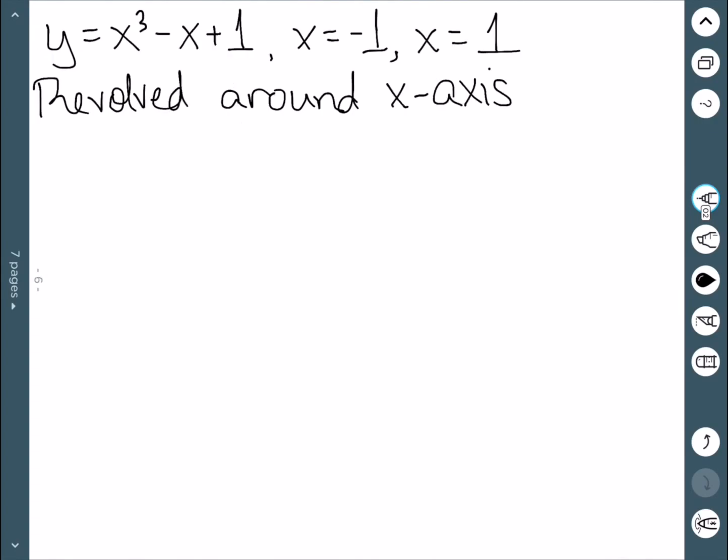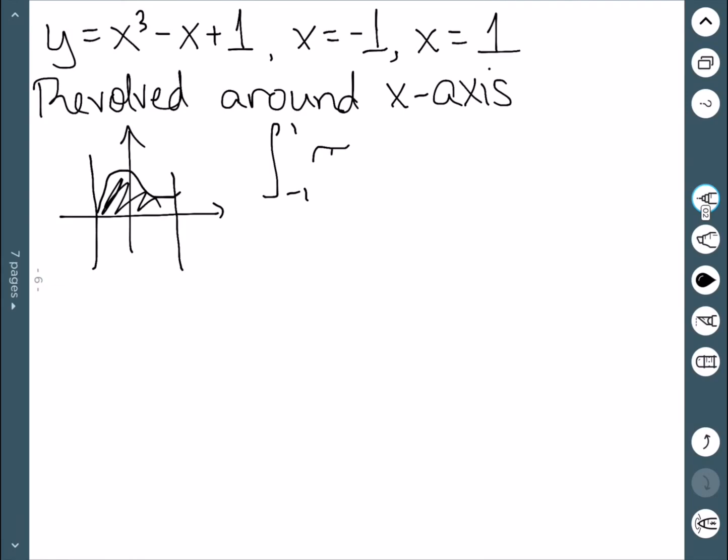Next, we'll look at x cubed minus x plus 1, x equal to negative 1, and 1. If we look at what this looks like, our graph will look something like this. Here's negative 1, and here's 1. Our function will come up and go back down, like this. So our integral will be between negative 1 and 1, and then we have pi times the function squared, dx.